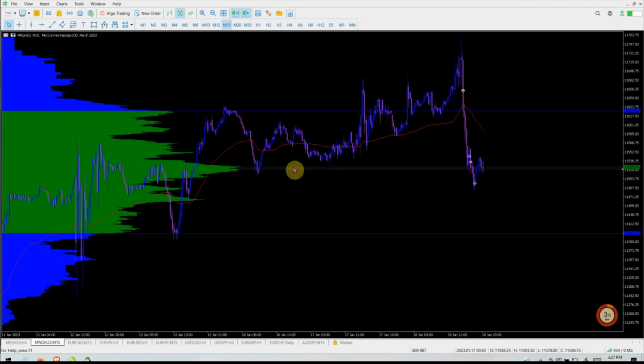And then this green line, which might be a little hard to see, is called the point of control, and it just marks out where the highest volume is, which you can tell just by looking at the histogram, where it sticks out the furthest. But anyways, it's still nice to have this line. So you can see the two trades I took today.